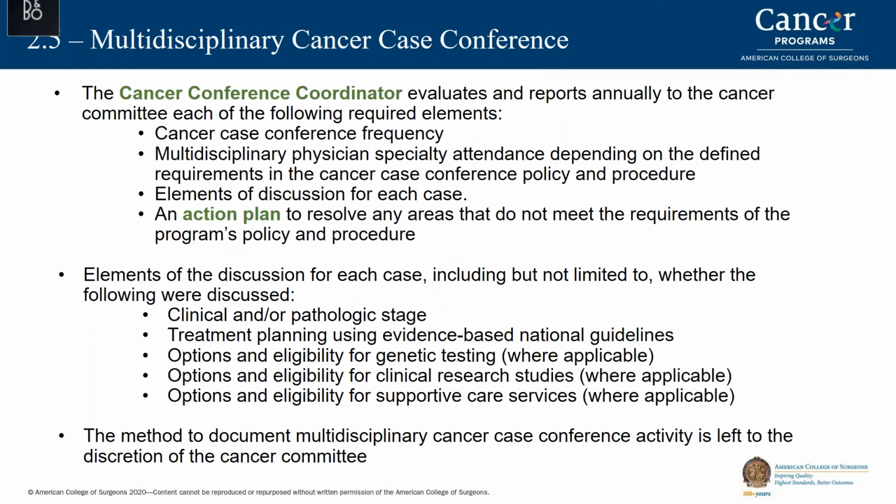Next. The Cancer Conference Coordinator should evaluate and report annually to the Cancer Committee. Now, again, there are specific areas that should be listed in the minutes, and this is very important. The cancer conference frequency, the multidisciplinary attendance, the elements of discussion for each case, and an action plan to resolve any issues that have not followed the policy and procedure, such as if stage has not been discussed frequently, what are we doing at the institution to increase the staging discussions for our patients? Now, elements of discussion for each case can include, but are not limited to, the clinical and pathologic stage. Both are important. The treatment planning using evidence-based guidelines such as NCCN guidelines, genetic testing where applicable, clinical research studies, and the eligibility for supportive care.